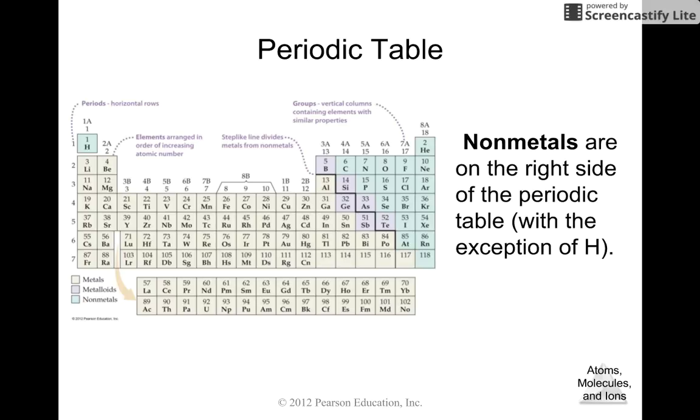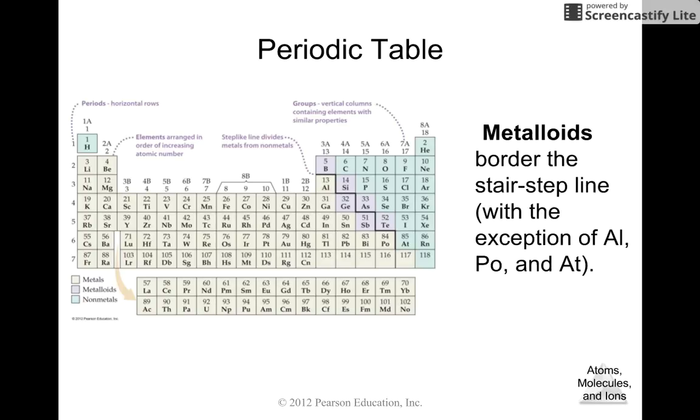Just a quick overview of the periodic table. Nonmetals are on the right side, so that's the green section on here. There's not very many. And then also hydrogen, which is on the left side of the table. Metalloids are on the stair-step line, so that black line right down the center here, down to tellurium. So it's boron, silicon, germanium, arsenic, antimony, and tellurium.